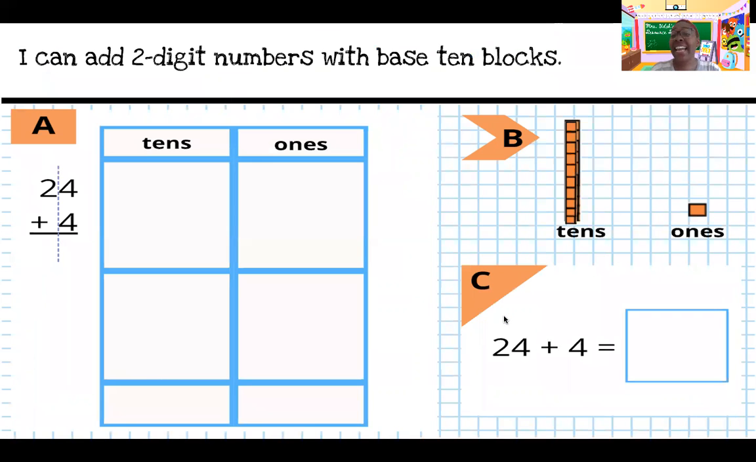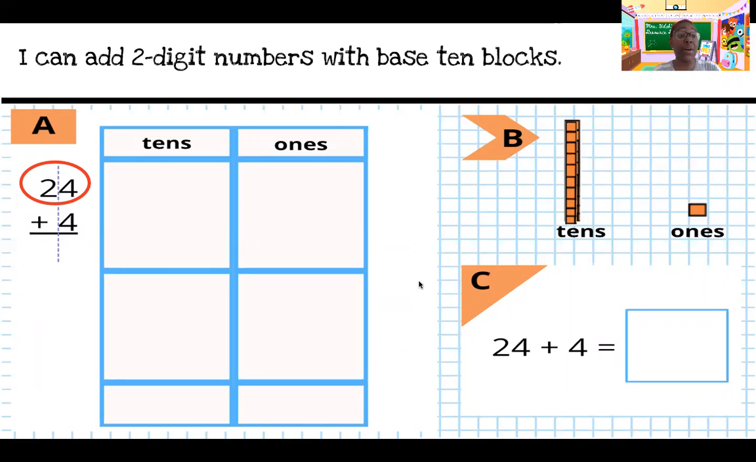All right, littles, here's your problem for today. Remember, this week we are adding 2-digit numbers with base 10 blocks. Our problem says 24 plus 4. What is it that we're going to do first? That's right, we're going to look at our first number. And our first number is 24. So we need to decide how many 10s and how many 1s the number 24 has. Well, how many 10s do you think that 24 has?